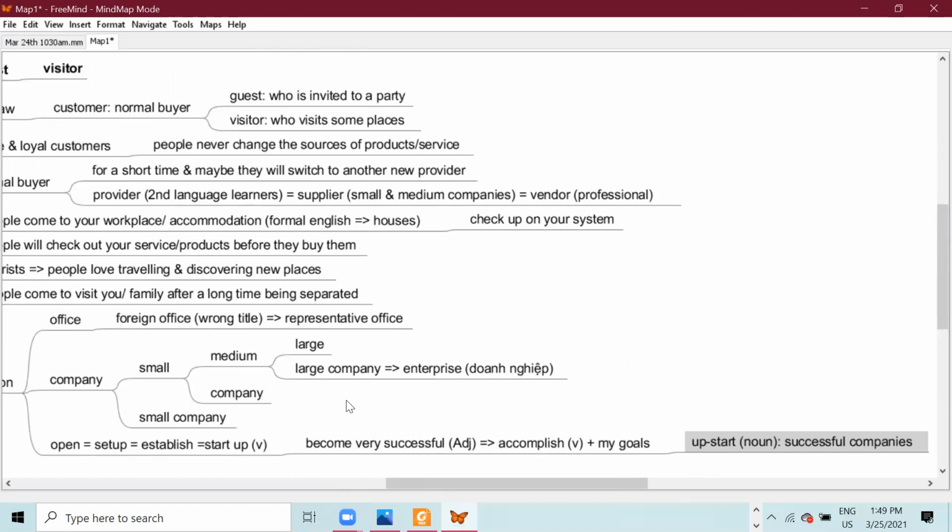Upstart, successful company. For example, after you graduate from the university, you can say, oh, I'm going to start up a coffee shop. And then after 6 months, you become very big and you have lots of money from your first shop. And then you start to think of opening another shop. So when you start to think of opening another shop, you can say, oh, I become an upstart. I become an upstart in the coffee business field. So upstart is for successful people.